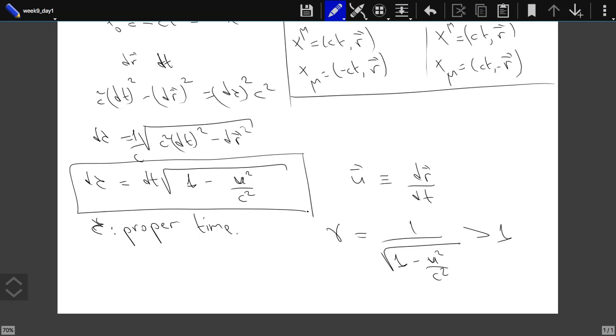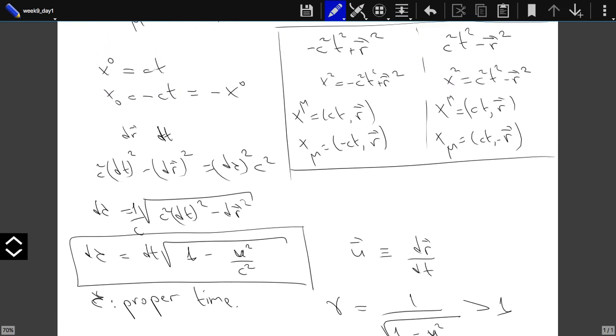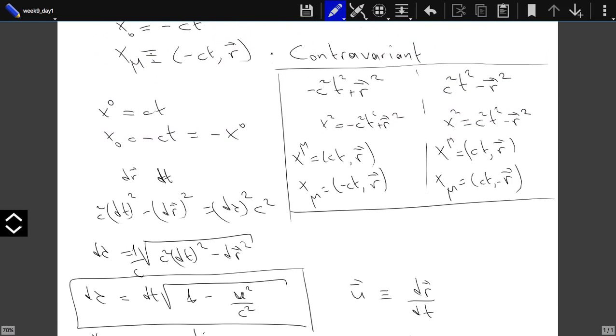Now, one nice thing about this d tau is, if you look at its definition, the left-hand side is invariant. So should the right-hand side be. So this d tau is an invariant quantity.